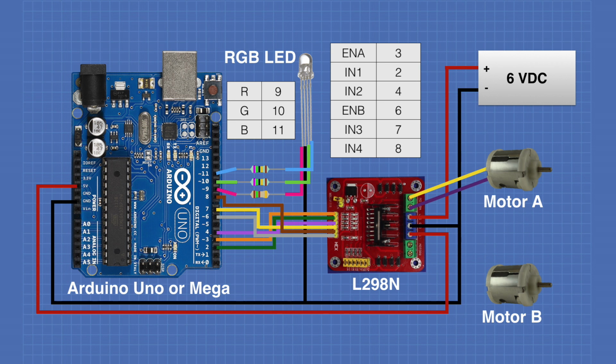And finally, connect the two motors to the L298N motor controller. And this completes the wiring of our robot.